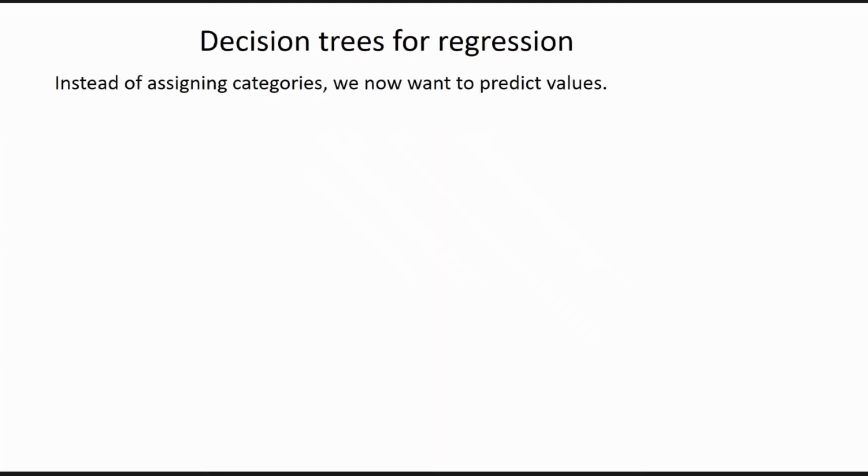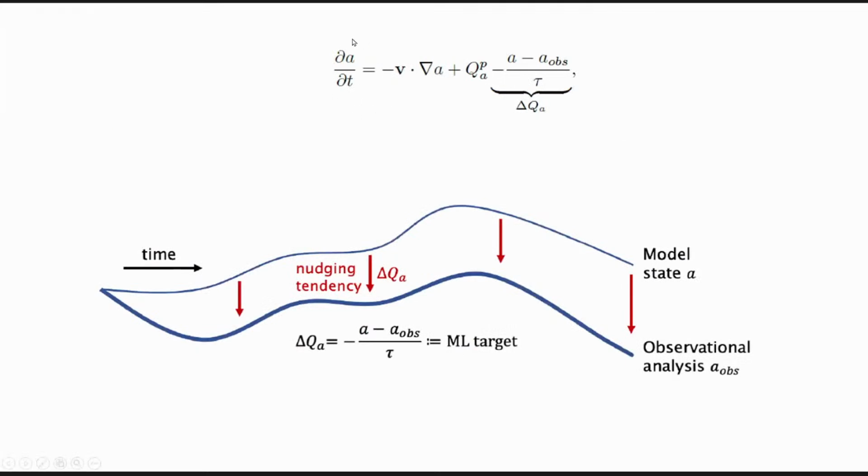Okay, so the method that they use to calculate the tendencies. The strategy is, this is just a nudge simulation, right? What we're going to do is train a machine learning method to predict the tendency that would be required to nudge the model state toward the observational analysis. And we're going to try to guess this tendency simply from the model state itself. And the method that we're going to use to do this is a decision tree for regression, in particular a random forest.